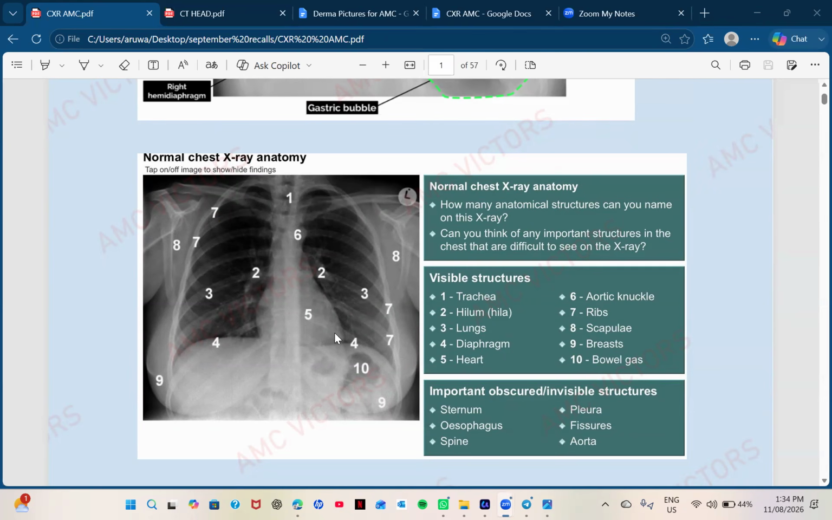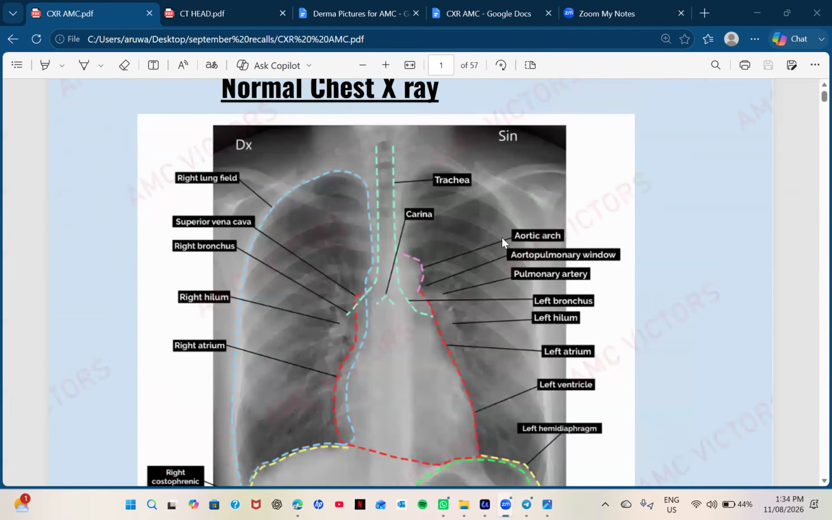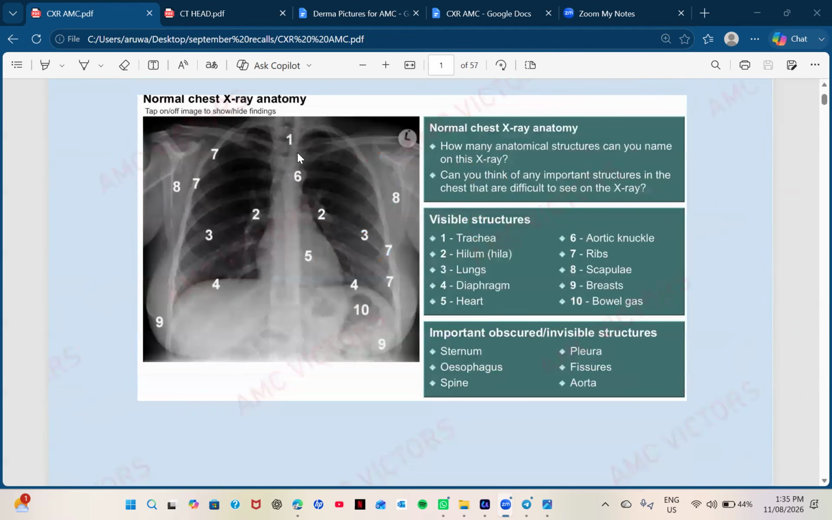Then number four, diaphragm: the left hemidiaphragm and the right hemidiaphragm, this side. Number five, heart. Then number six, aortic knuckle, or what we call the aortic arch. Here you can see it like a bump, because these things are very important.